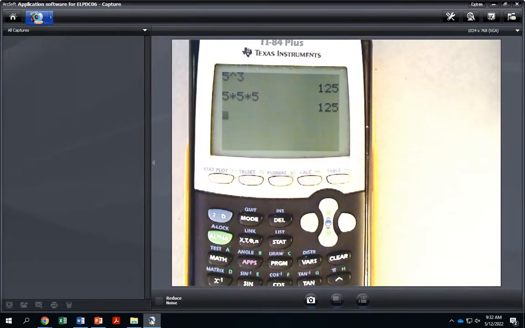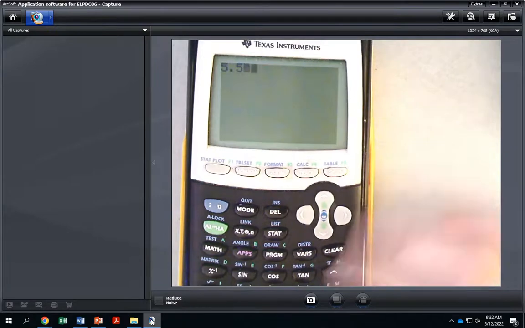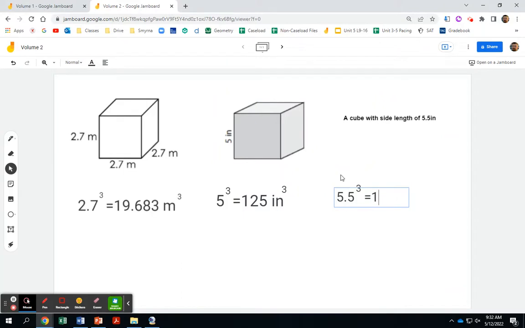Again, you got to put it on your calculator. 5.5, caret key, and the little 3. 5.5 cubed is that. And again, that is equal to 5.5 times 5.5 times 5.5, right? 166.375. And this is in inches. This is inches, so you put inches cubed.